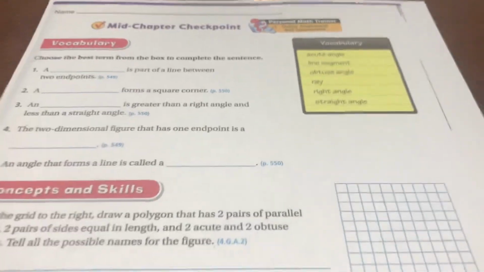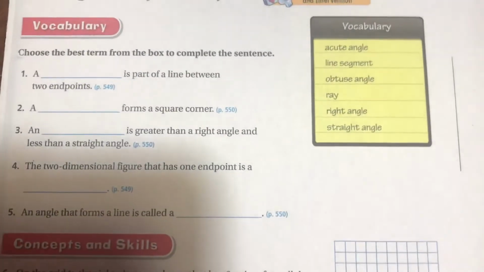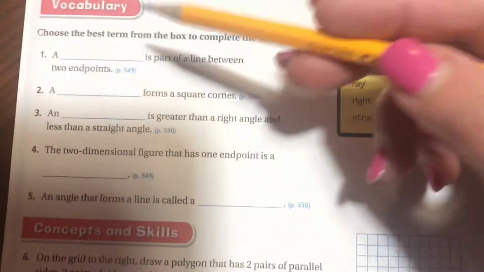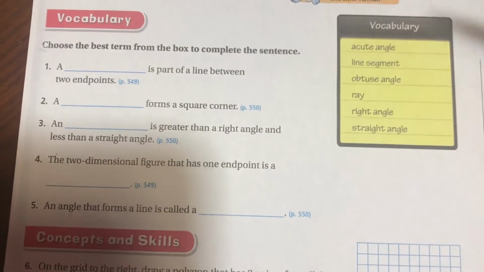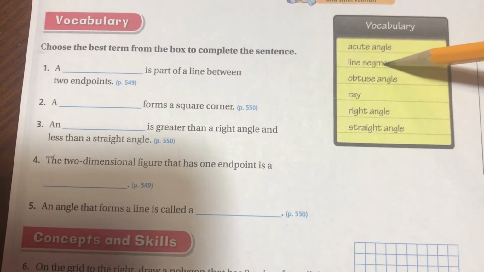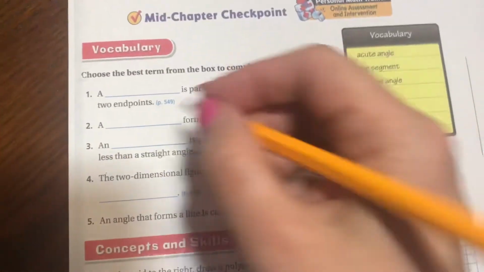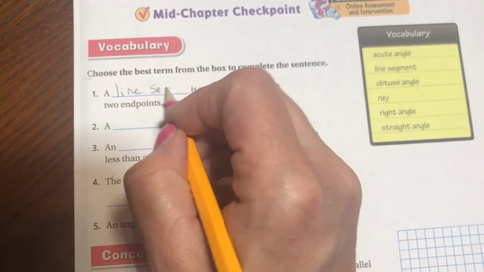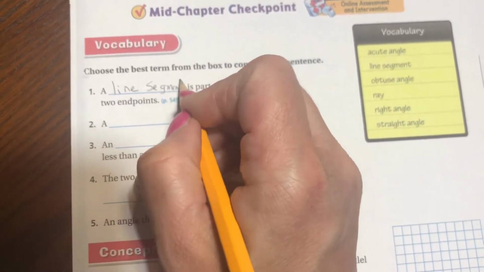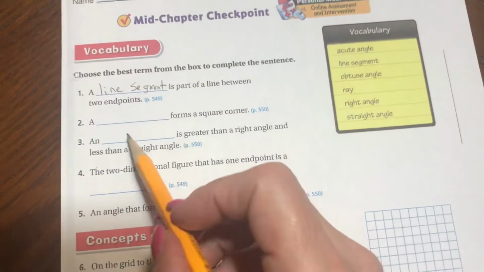All right. So let's look at number 1. A blank is part of a line between 2 endpoints. Well, you know that that is definitely a line segment. Okay, so number 1 is a line segment. Did you get that one? Good for you. If you didn't, just correct it on your paper.